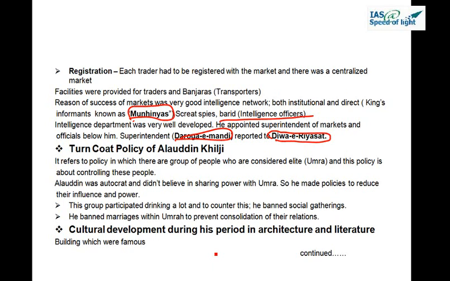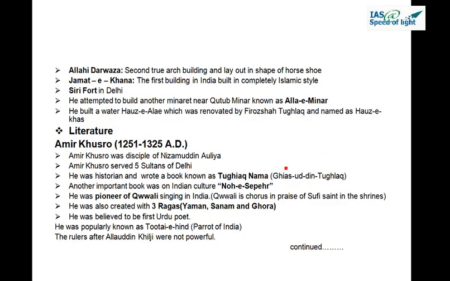Cultural developments during this period in art and architecture, let us see. He constructed Alai Darwaja. It was the second true arc building. The first we have seen was the tomb of Jalaluddin Khilji. Then the second was Jamaat-e Khana. It was the first building in India built in completely Islamic style.